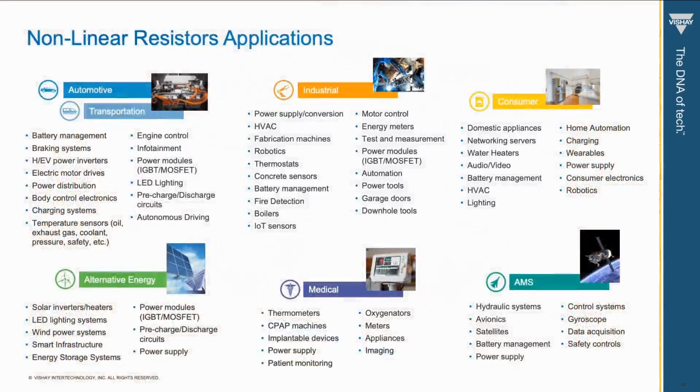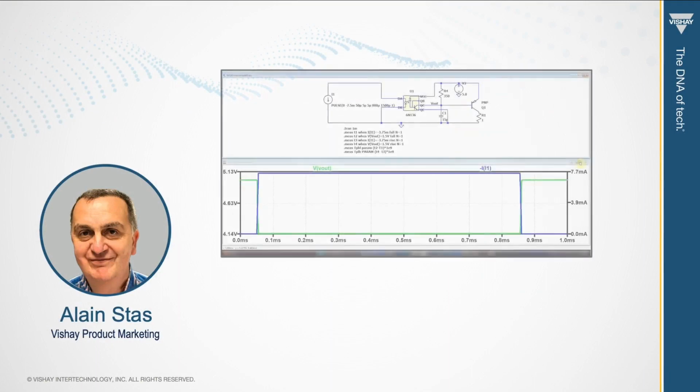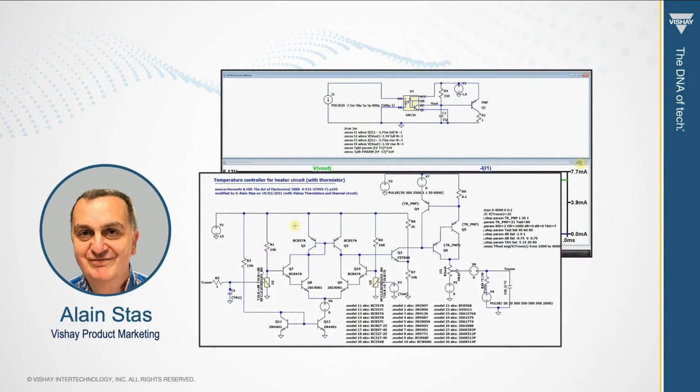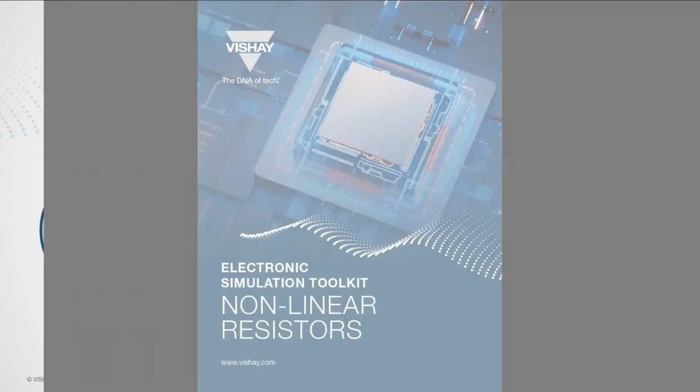In summary, thermistors, RTDs, and varistors have diverse applications in various industries. Understanding their roles and choosing the right component is crucial for reliable system performance and safety. I will now turn it over to my friend and colleague Alain Stas, who will take you on a journey of innovation by showcasing the power of electronic SPICE simulation. More specifically, he will dive into some of the real-life applications we just highlighted, helping you to optimize your temperature sensing and protection circuit designs like never before.